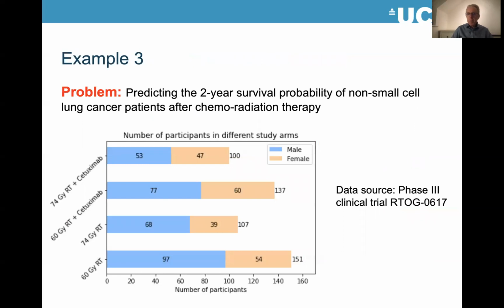A third example is looking at, again, predicting survival, this time for non-small cell lung cancer patients. Lung cancer is the most common cancer worldwide and has very poor outcomes. What we've done in this case is we've taken a data source, a phase 3 clinical trial. In this trial, they were comparing different treatment regimens. For example, high and low dose radiation in combination with a chemo drug, or just radiation alone in a high or low dose.